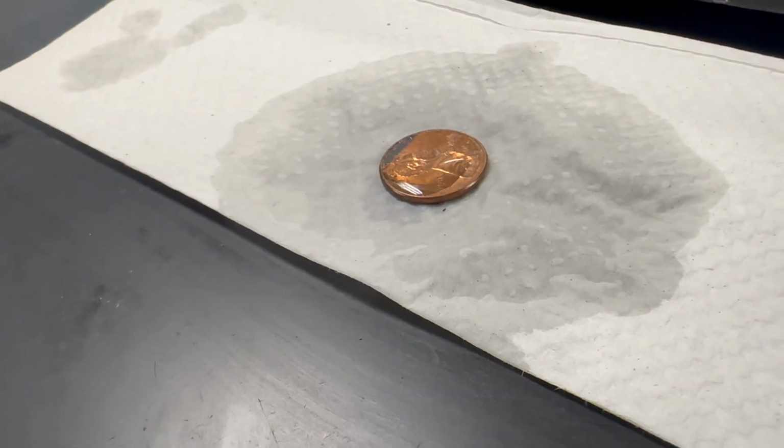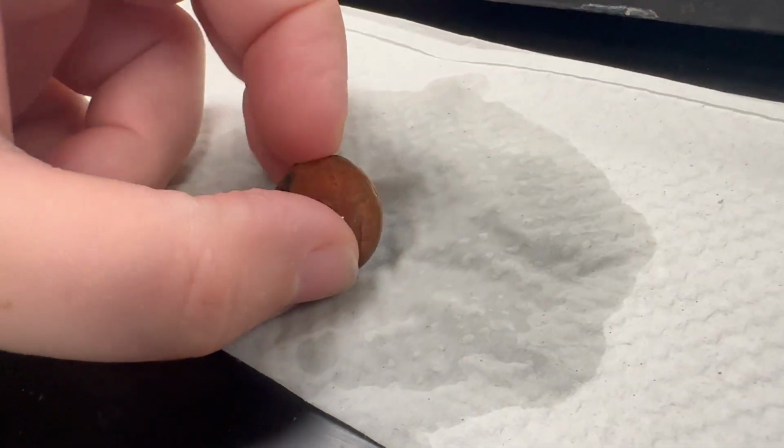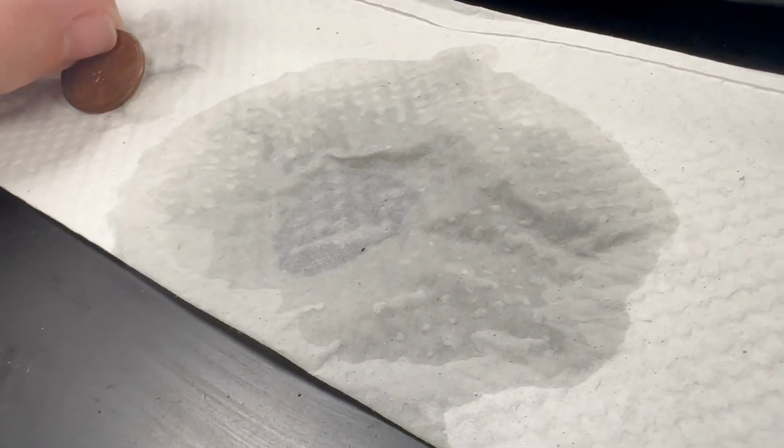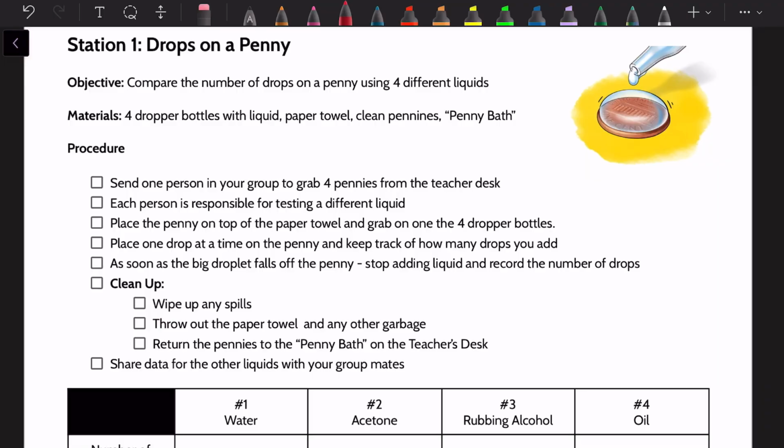You should have counted how many drops that you did. Again, do that same for the 4 liquids. When you're done, give your penny a quick dry, and at the teacher station, there is a beaker that says penny bath. Throw the pennies in there. And that's it for the station. After you did drops on a penny, this is where all of your data should be put in.